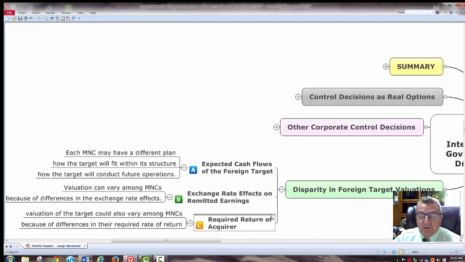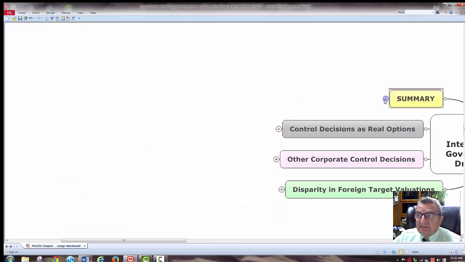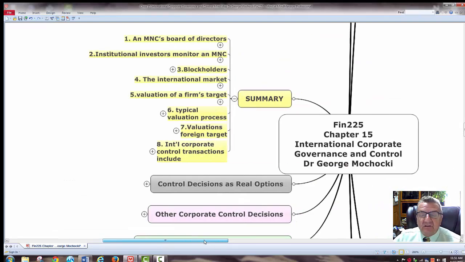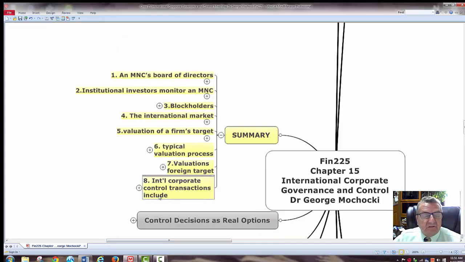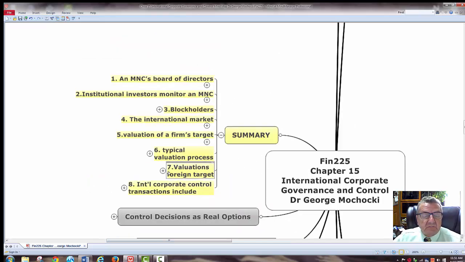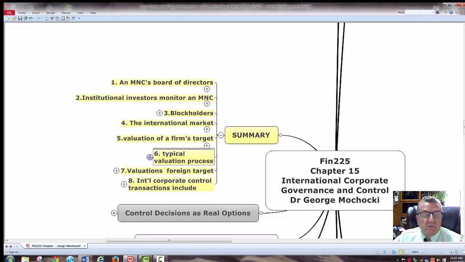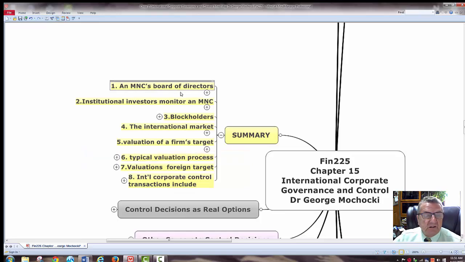And we're at the summary. Hey, we're almost done here. Under an hour. Okay, so let's see. Let's leave this in summary. We have 7 topics that we talked about out of this chapter, or 8 for lack of better words. What did we talk about? Summarization: we talked about the board of directors. We'll get into the institutional investors. We talked about who those are. We talked about block holders. We talked about the international market. We talked about the valuation of the target market, the typical valuation process, a real quick overview of how you evaluate foreign targets, international corporate control, and transactions included.